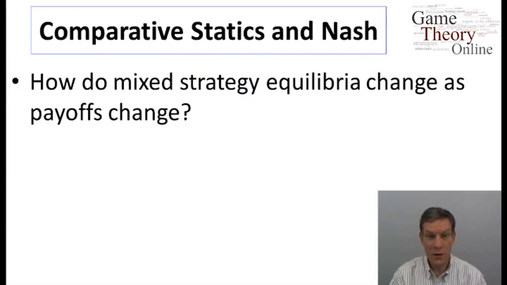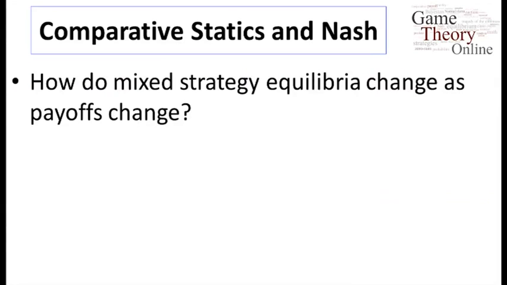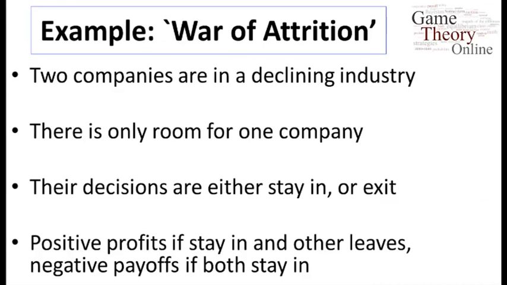And in particular, let's ask the question, suppose we change the payoffs of one of the players, how do the equilibrium strategies that the players employ change as a result of that? This is pretty easily illustrated in a classic example, which is known as a war of attrition.